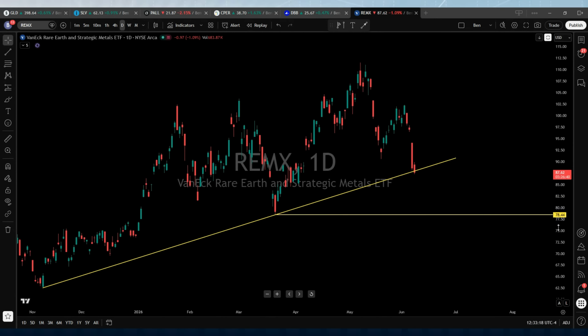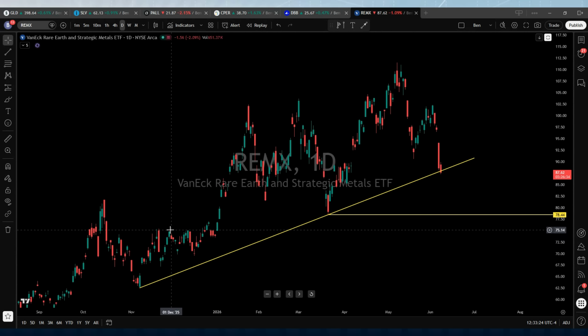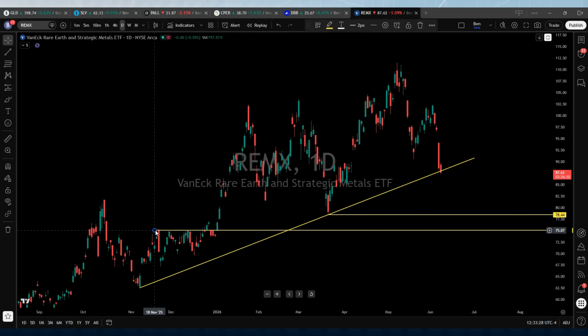For me, I would be waiting for 78.44. If we can get a break of this, I would look to pick this up right here, knowing that I have additional support sitting in all these pivot tops right here, which were resistance, finally broke above, come back into 75.07, and you're going to have a ton of support on REMX.